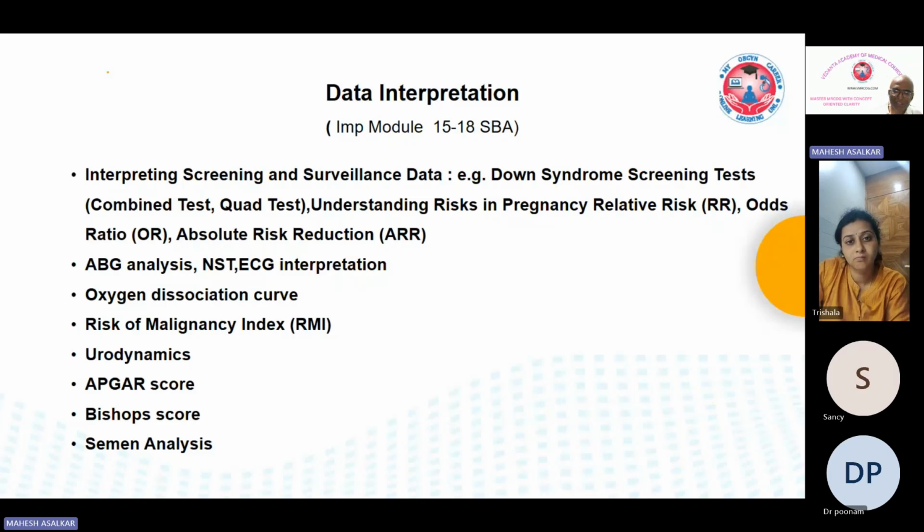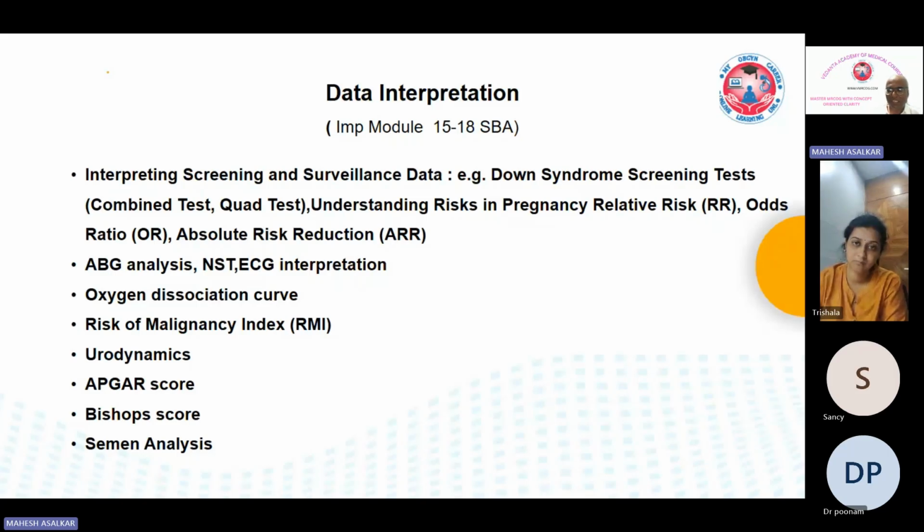NST may be given, and you will be asked about the CTG, oxygen dissociation curve, and the urodynamics chart they might give, the Apgar score, Bishop score, and semen analysis report. So these are the reports where they will give you the report, and some diagnosis or next step of management will be asked.